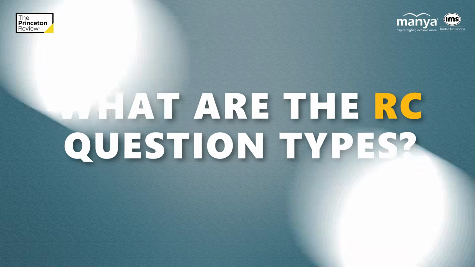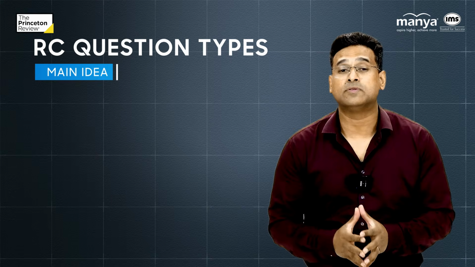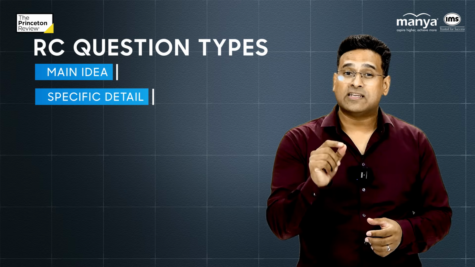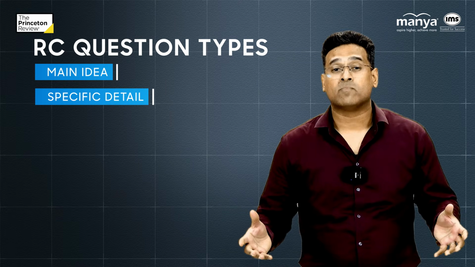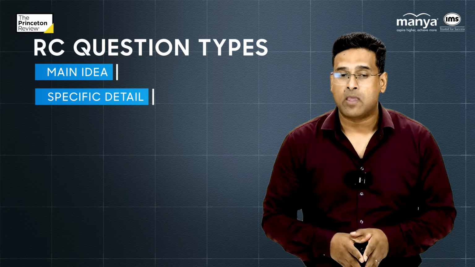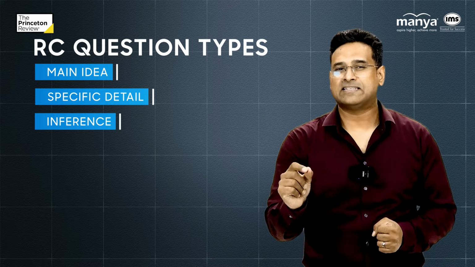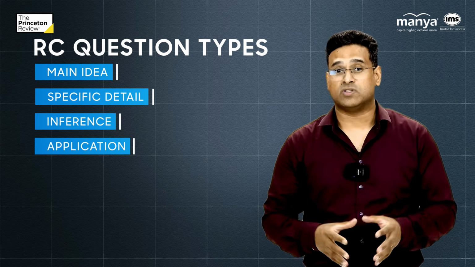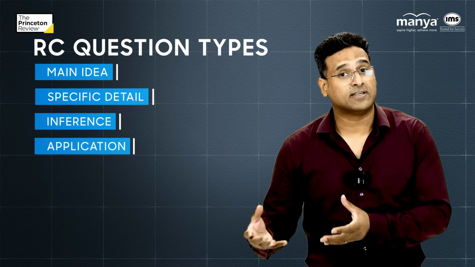So what are the various RC question types? First, main idea questions. They ask you to identify the central theme or primary purpose of the passage. Specific detail questions test whether you can locate and understand specific information explicitly stated in the passage. These are the sitters of the RC section. Then, inference questions require you to recognize what is implied but not directly stated. In other words, reading between the lines. Then we have application questions, which ask you to apply the passage's concepts to new situations or examples.